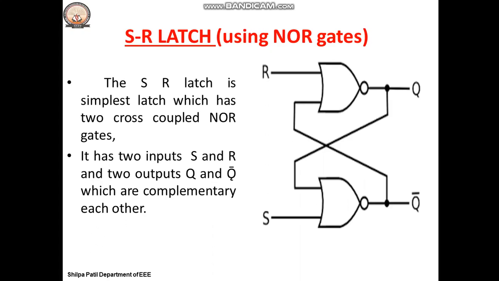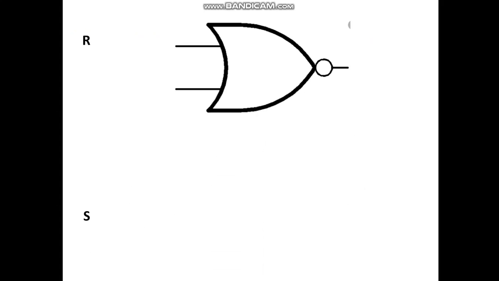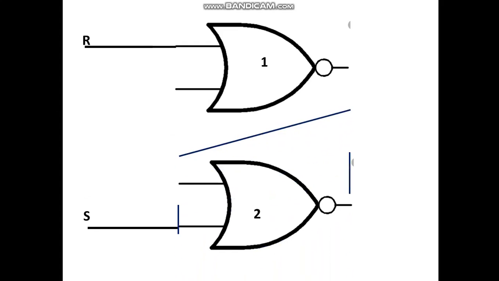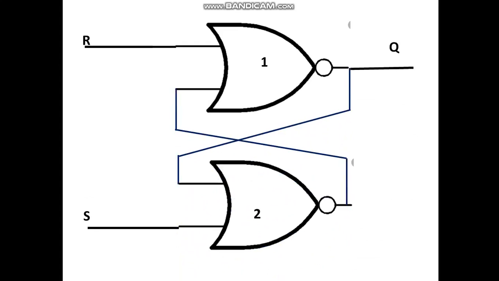Okay. So I'll just redraw this latch again so that we can analyze the output for the different inputs. So we have two NOR gates, NOR gate 1 and NOR gate 2. For one I'll connect the input R and for the other I'll connect the input S. Those two are cross coupled. So we'll get the outputs Q and Q bar. Now we will analyze with the different inputs.